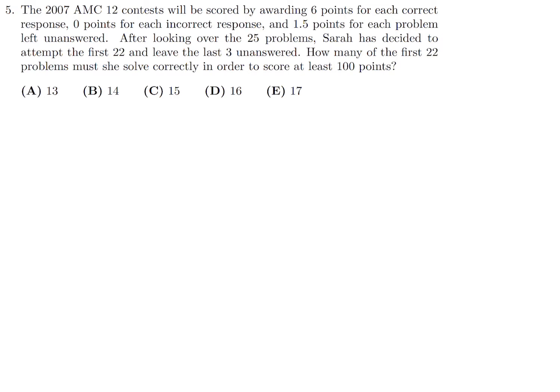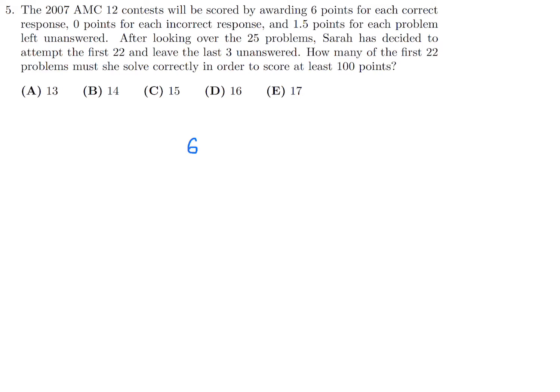The 2007 AMC 12 contests will be scored by awarding 6 points for each correct response, 0 points for each incorrect response, and 1.5 points for each problem left unanswered. After looking over the 25 problems, Sarah has decided to attempt the first 22 and leave the last 3 unanswered. How many of the first 22 problems must she solve correctly in order to score at least 100 points?